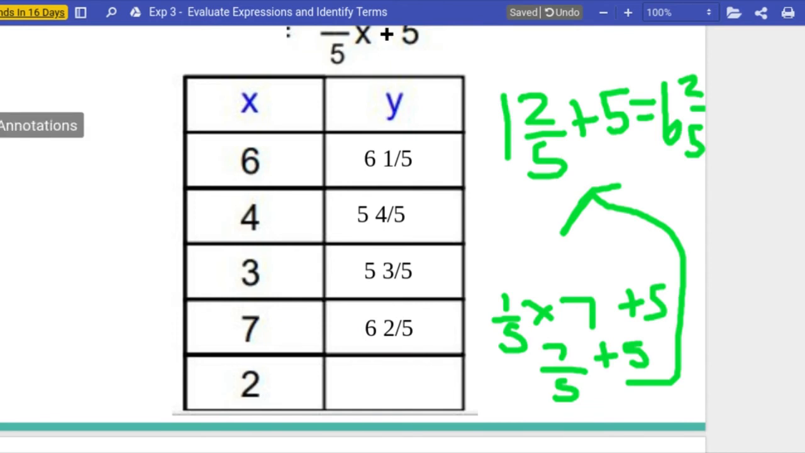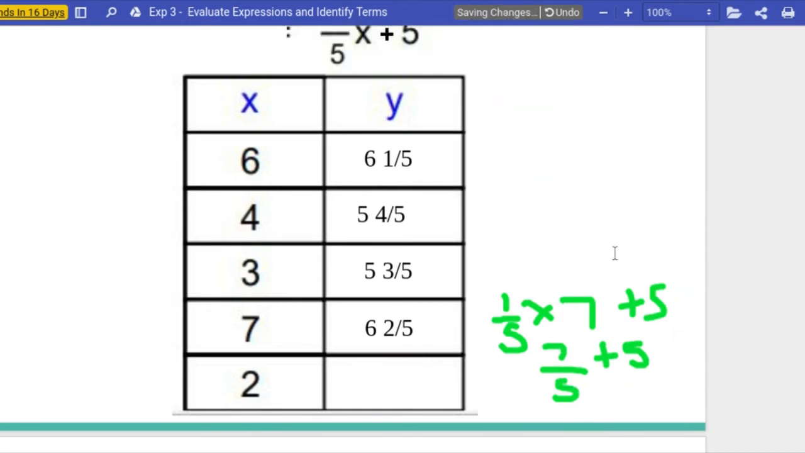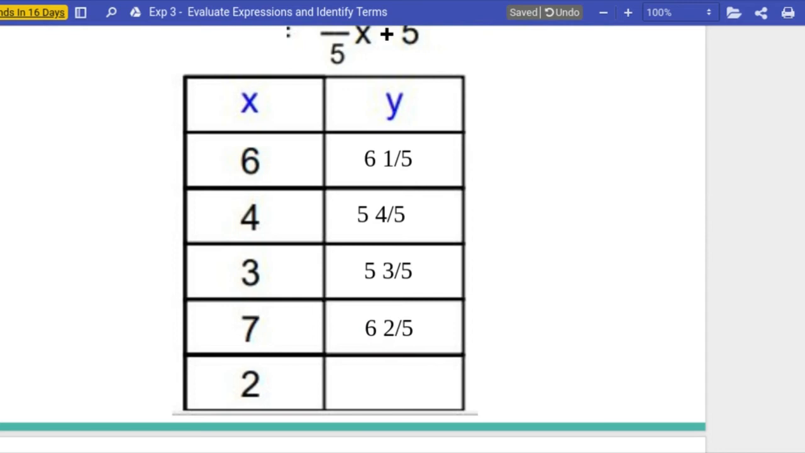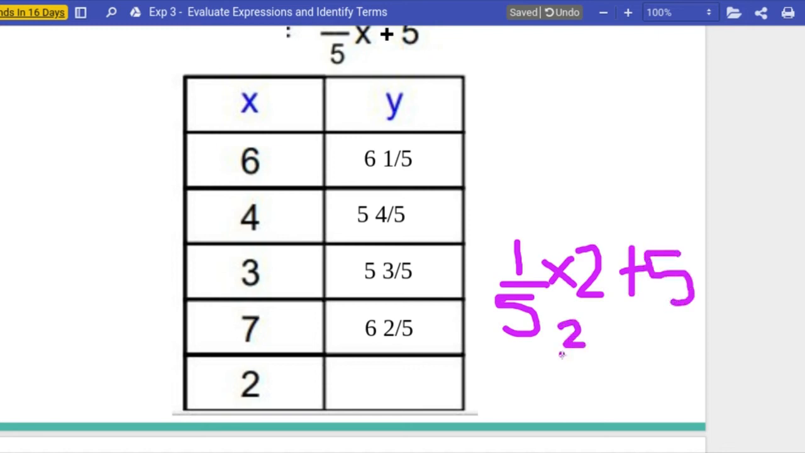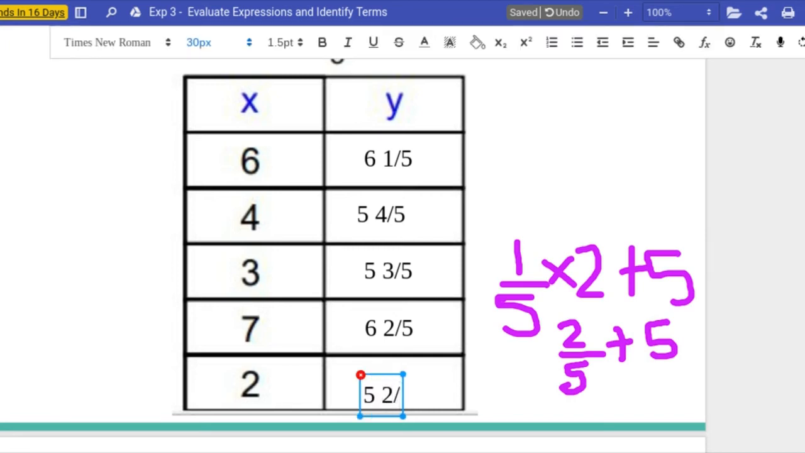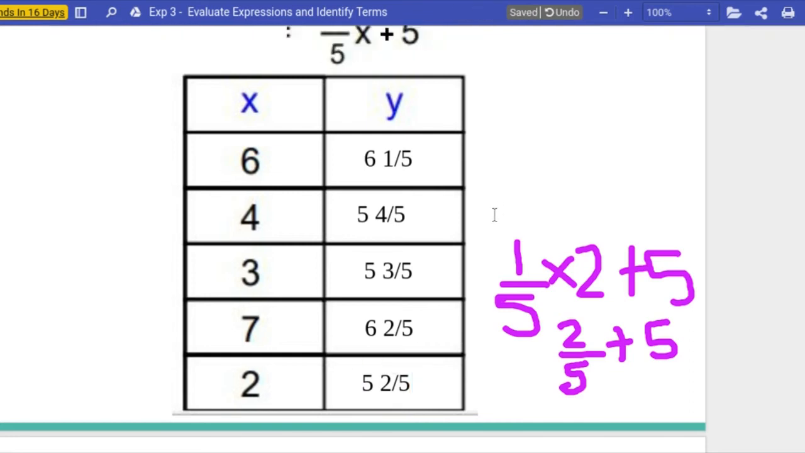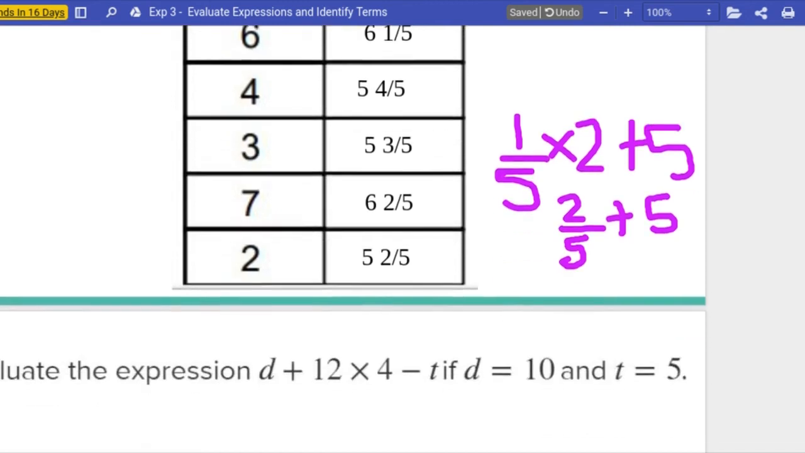Okay, for the last one, let's put 2 into our expression and see what we get. So I have 1/5 times 2 plus 5. So I have 2/5 plus 5. There's no whole number here to add, so I just have 5 and 2/5. All right, so that wasn't too bad, even with a fraction. We just needed to remember how to multiply our fractions there.